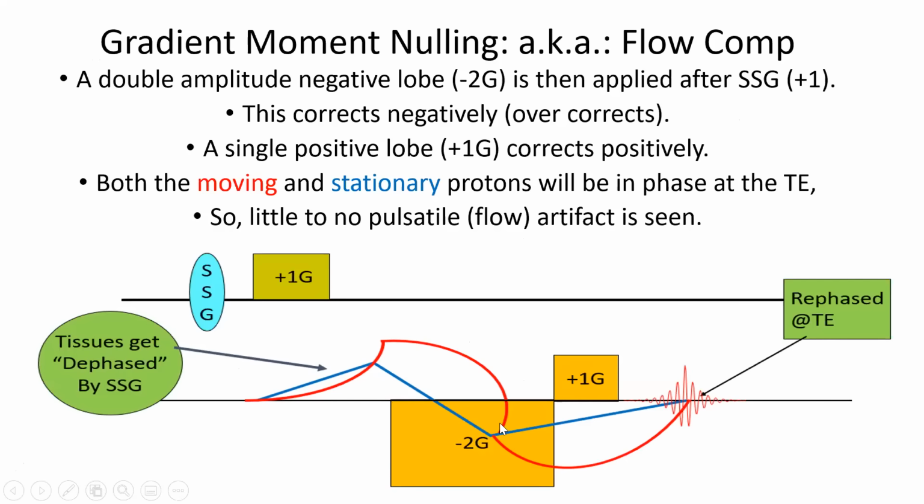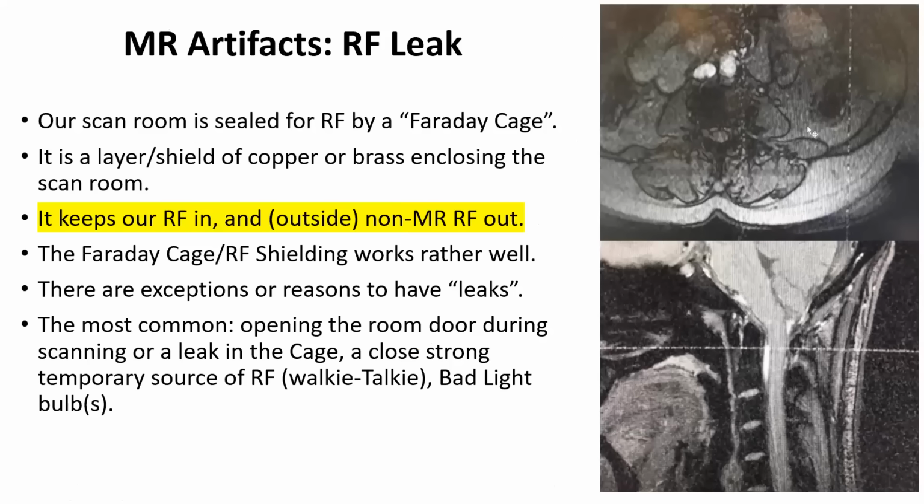So you're going to turn on bipolar, opposite polarity gradients, so that this one here is going to overcorrect, and then the +1 is going to recorrect, and at TE, those protons are going to be in phase. If you do the math, you've got a +1, a -2, and a +1. You do that math, it comes out to 0. So theoretically, you have no phase shifts at TE. Extra work, it lengthens your minimum TE.